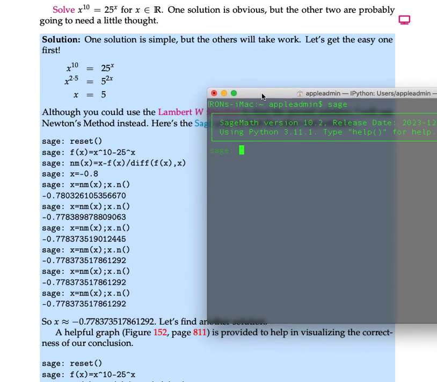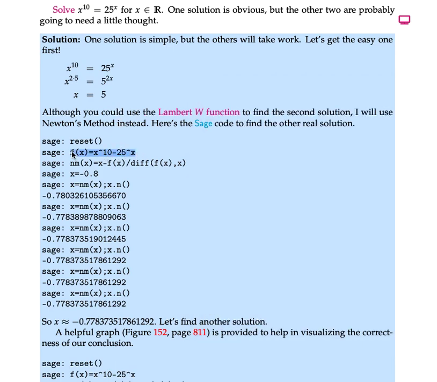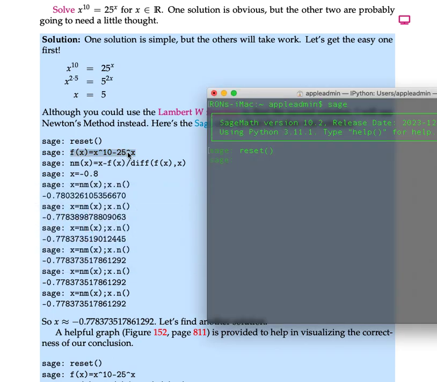All right. So I'm going to type in reset. And we've done this many, many times in this particular worksheet. And then the function f of x. And I want to tell you what f of x is. I'm going to copy paste it though, and then we'll talk about what that is. It's this equation here, x to the 10th equals 25 to the x, solved for 0. Newton's method is about finding roots, and roots are 0. So that's what I'm looking for.